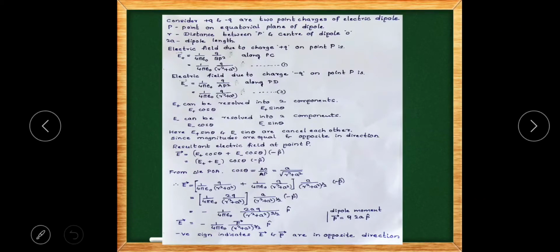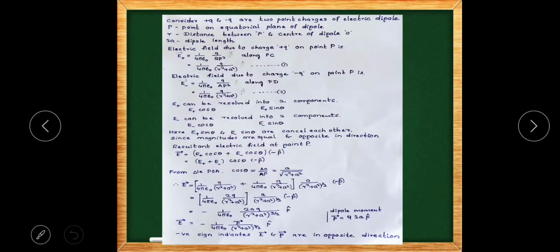This is equation 2. In this derivation we considered only magnitude. In the last derivation we expressed the electric field intensity in vector form, hence there will be another term, p cap. Here we consider only magnitude.